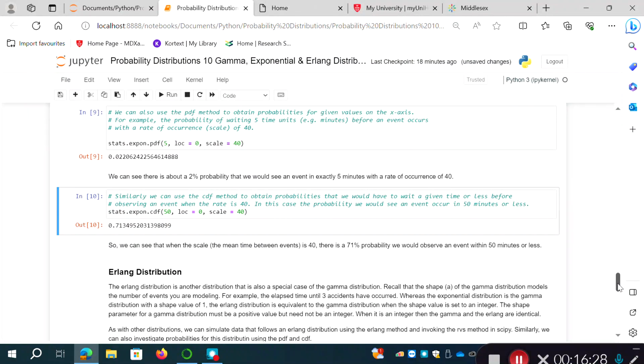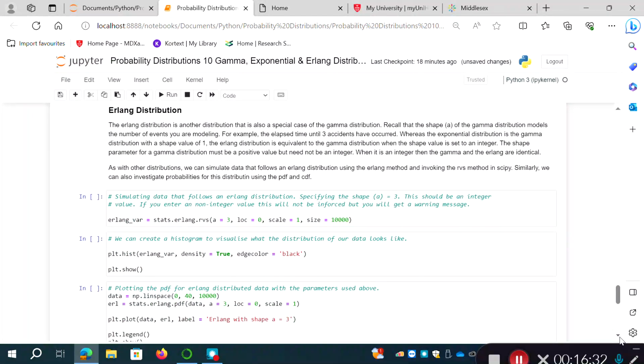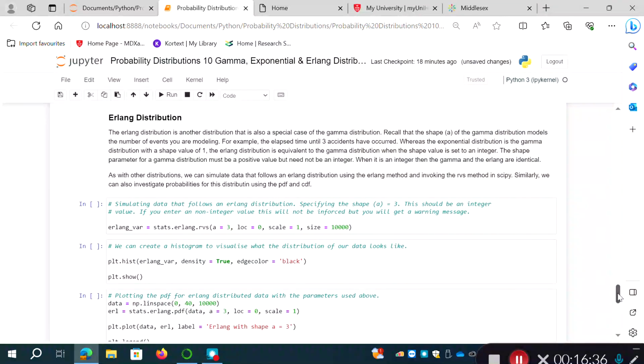Okay, right. So that's the exponential. What about the Erlang distribution? As I said, that's also a special case. The Erlang distribution is a special case of the gamma.